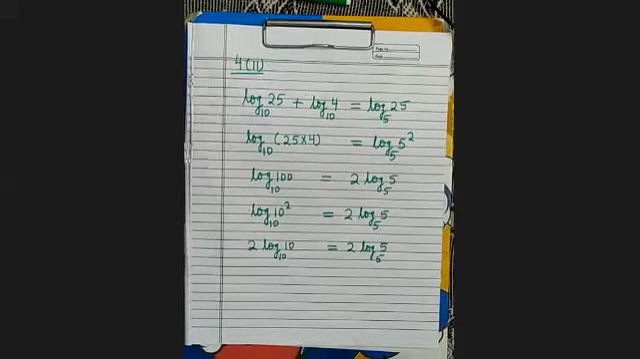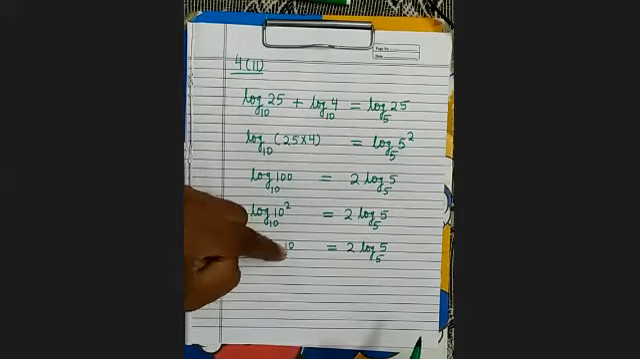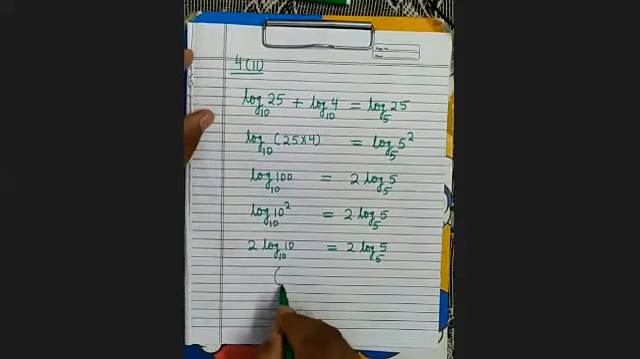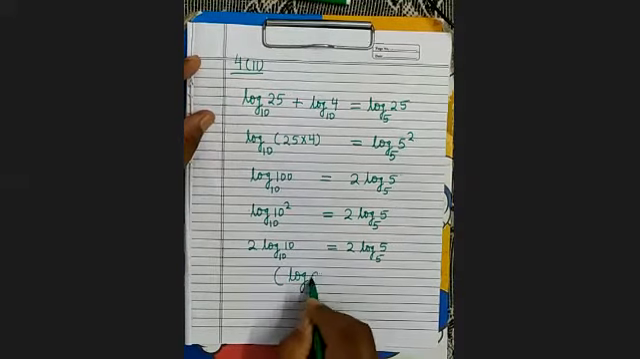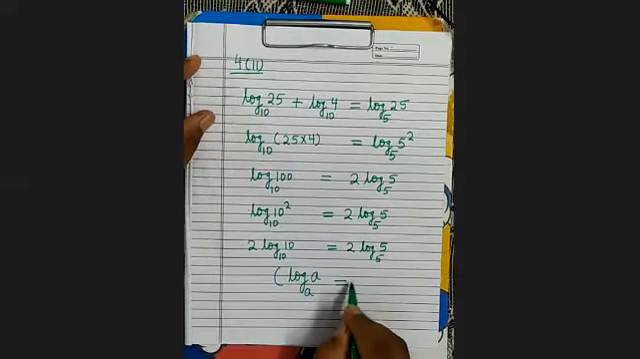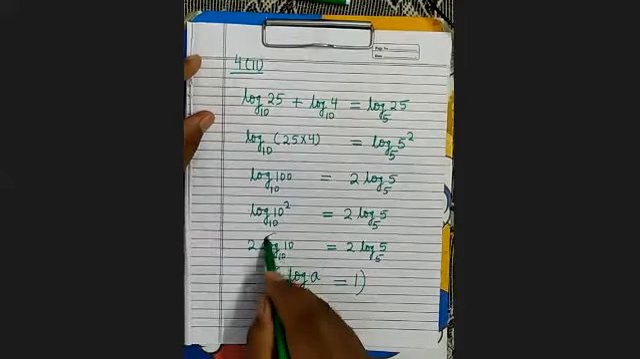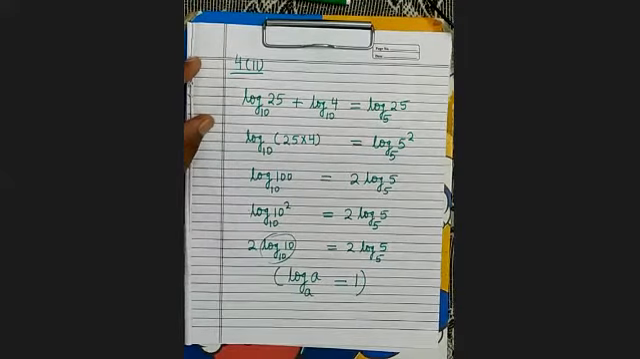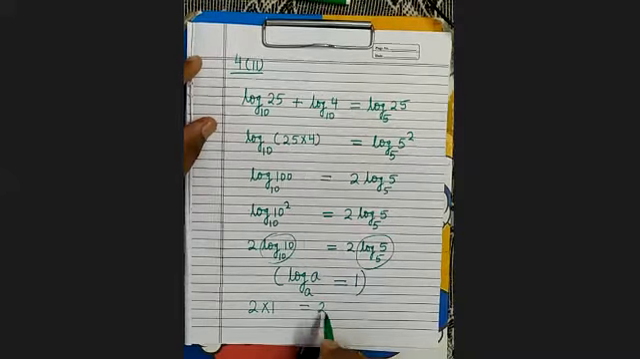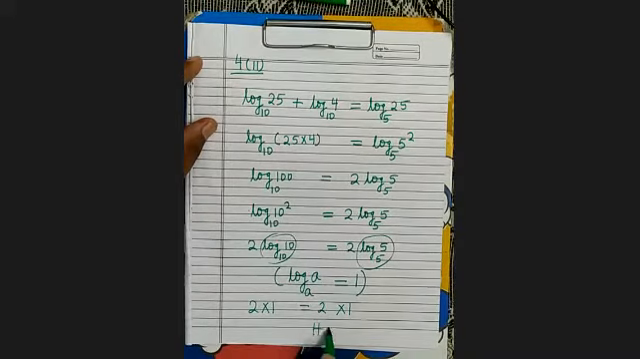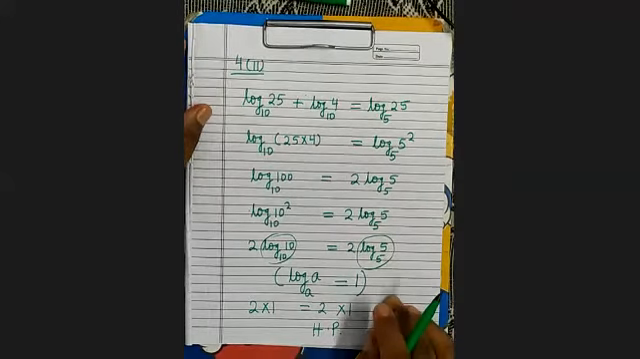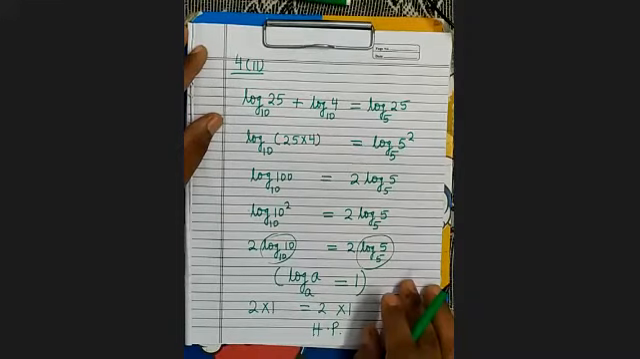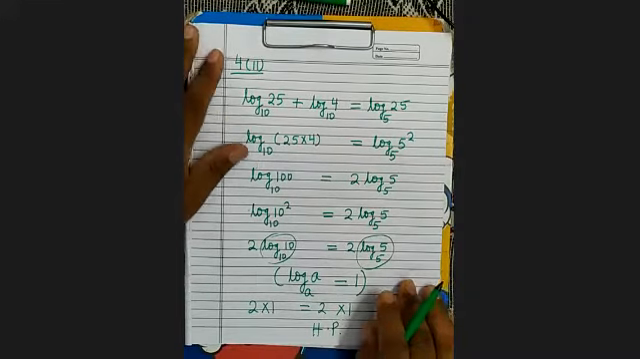Now, as you know that there is a rule, logarithm of any number to the same number as base equals 1. Log a to the base a equals 1. So what will be its value? 1. What will be the value of this? It will also be 1. So 2 into 1 equals 2 into 1. Hence proved. Have you understood? Yes, sir.